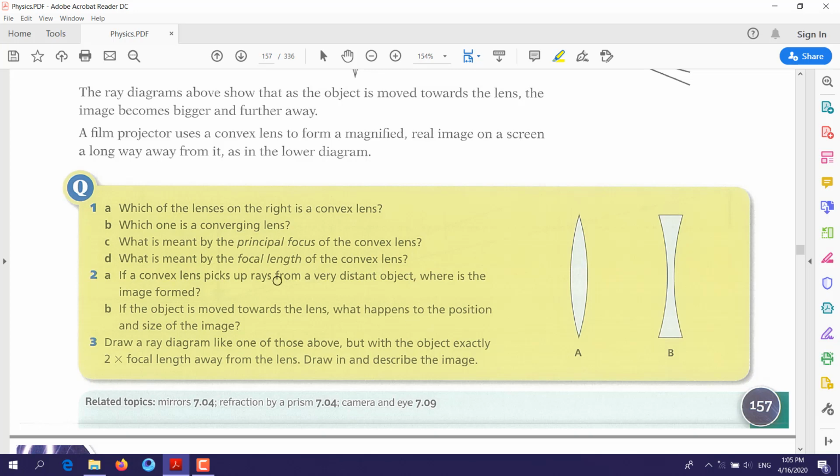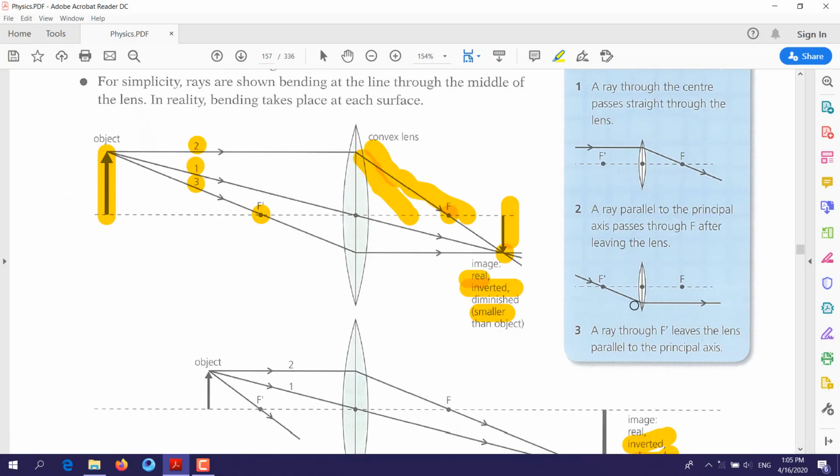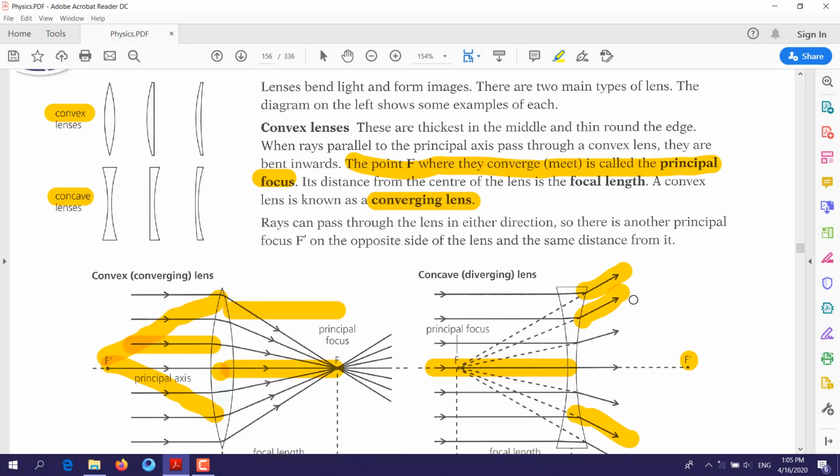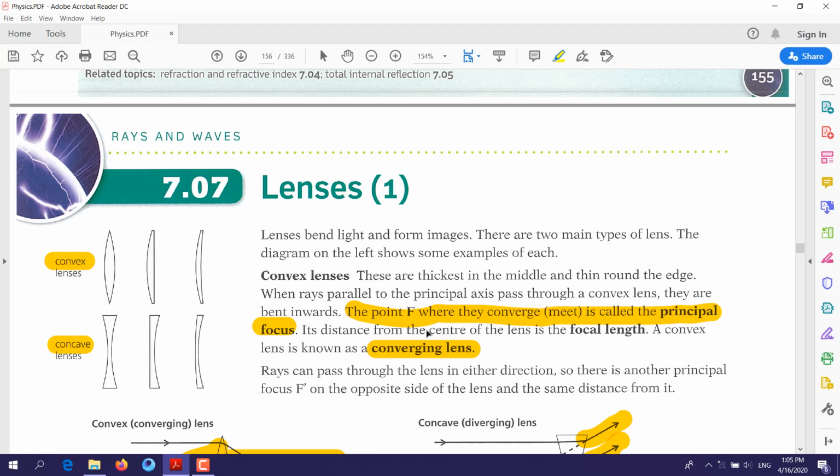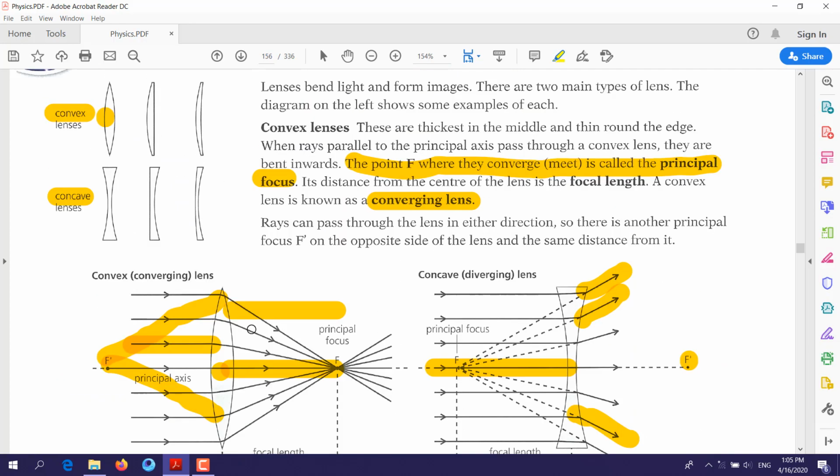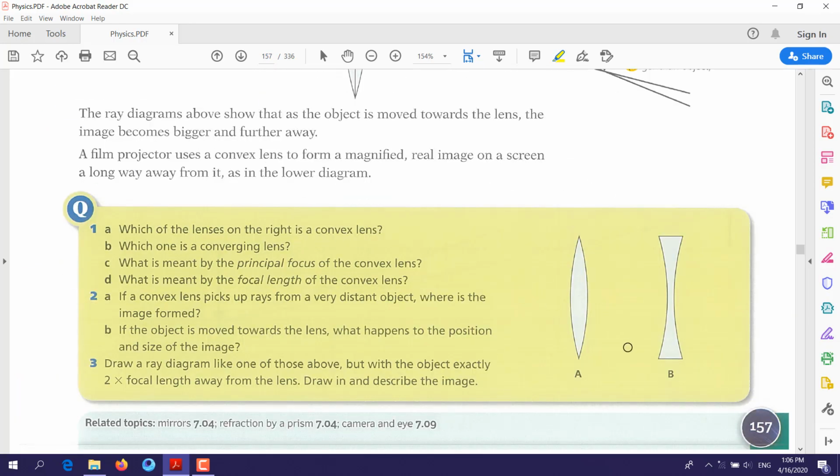Questions. Question number 1. Which of the lenses on the right is a convex lens? A or B? If you will go back to the beginning of the lesson, which one is convex? This one. We said convex is the one that is thick from the middle and thin at the edge. So which one is convex? A, it's the convex one.